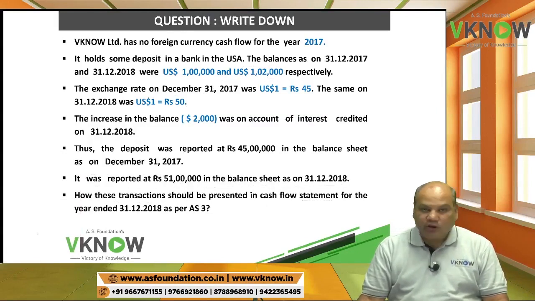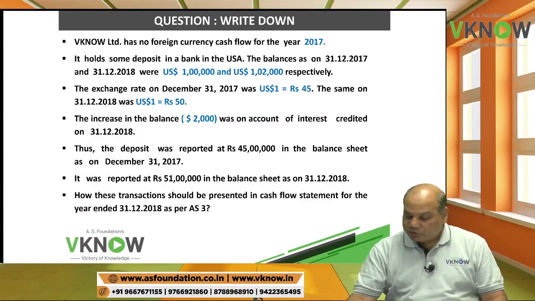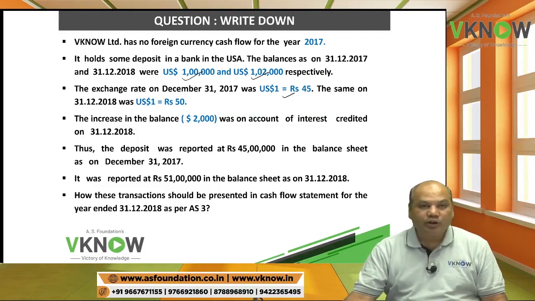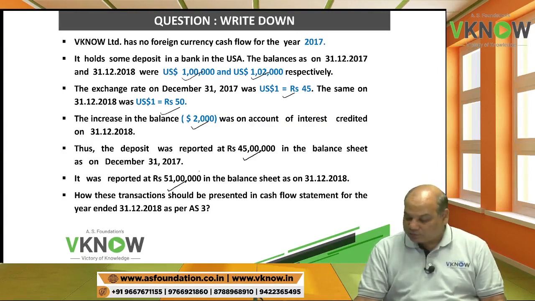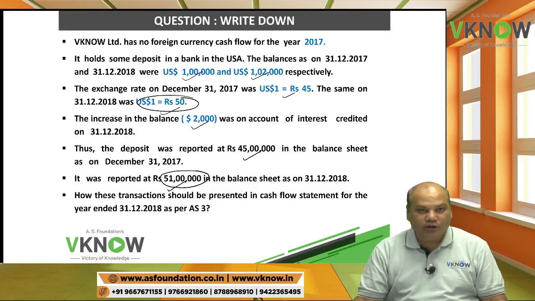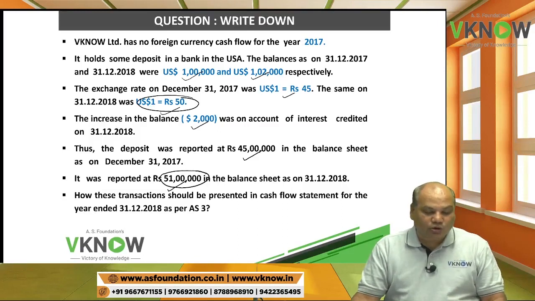So let us just read the question quickly again. This company had an opening balance in bank deposit of 1 lakh, closing is 1 lakh 2000, opening rate 45, closing rate 50. The difference of 2000 is the interest which was credited to the fixed deposit account. Opening cash and cash equivalent 45 lakh, closing cash and cash equivalent is 51 lakh. Closing balance is arrived at by applying the closing rate. Because of this, there is some unrealized exchange gain or loss also.